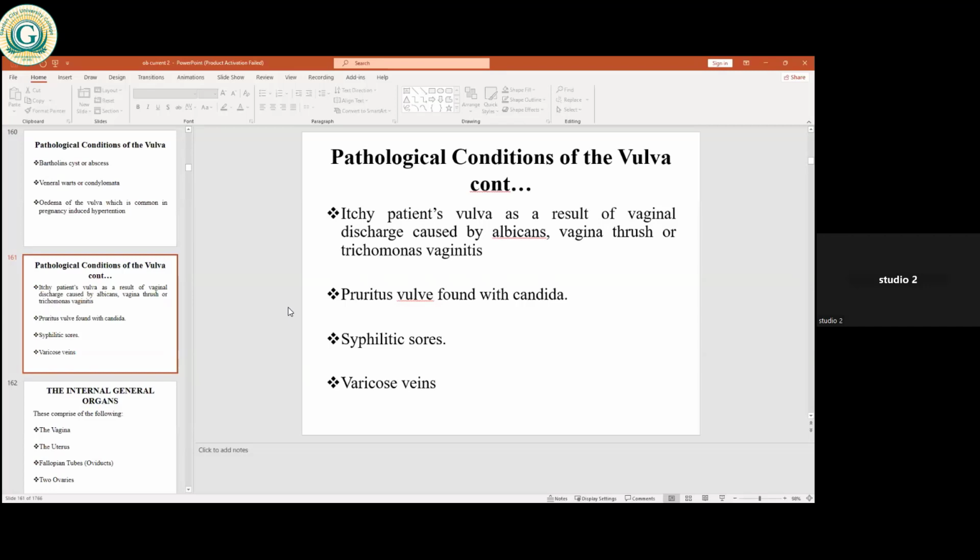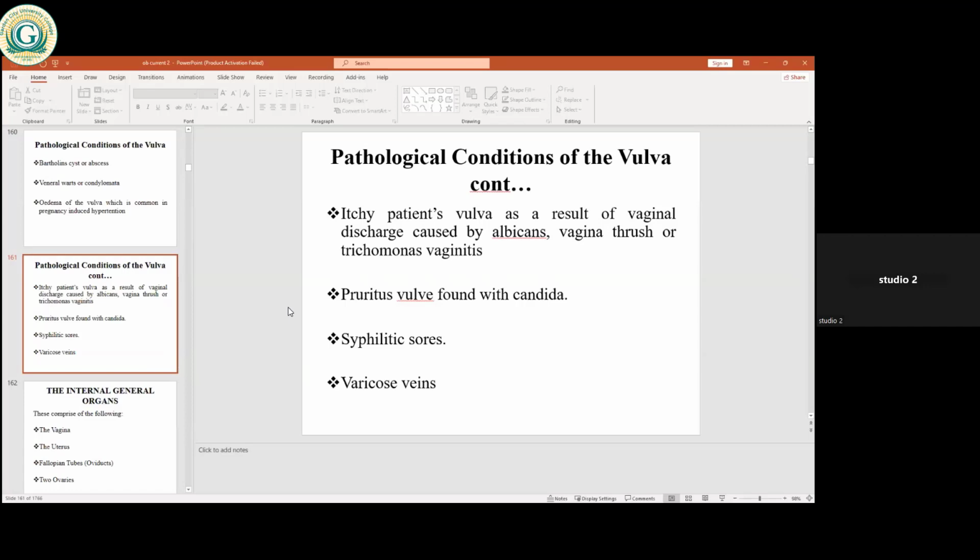Syphilis has been a problem formerly, and it is still a problem now, of course. But with the advent of HIV, some of these things are not popular, but they are very dangerous. A woman who has syphilis and is pregnant, this condition can easily affect the baby.